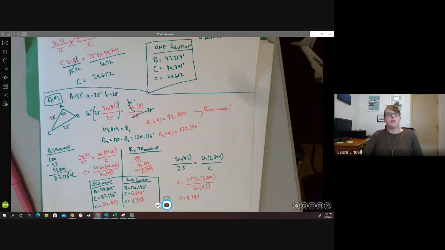Okay, so now we've seen three different possibilities for the ambiguous case of the law of sines. We saw no solutions, one solution, and two solutions. Any questions from any of those? Anything that we want to go back to? Anything, any numbers we're not sure about?